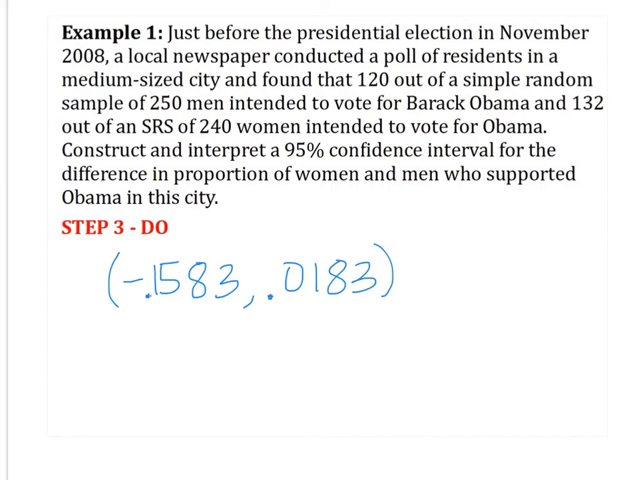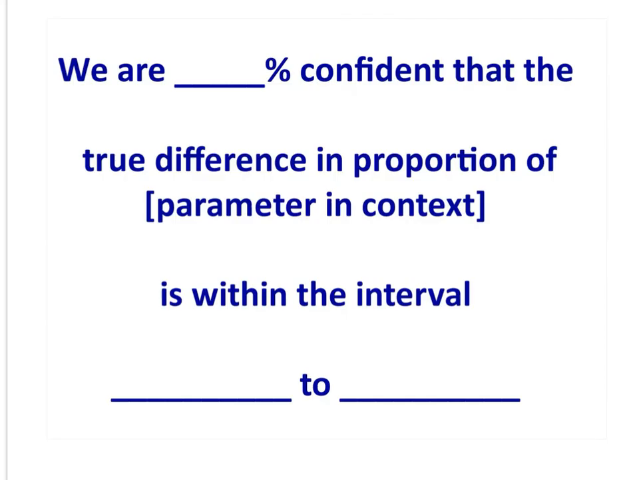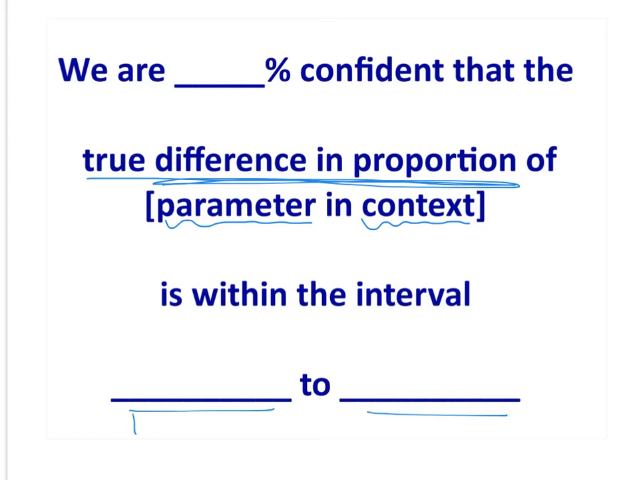So once you have that formula, you can use your calculator to get this, because this is really what we're after, the interval. And then we get to interpret this interval by using this template. This is the same template that we've been using. We are blank percent confident that the true difference in proportion, so this is a new piece because we're looking for the difference in the proportions of, restate the parameter in context, so we have to have the context, is within the interval blank to blank, and usually we do the lower end, comma, the higher end.